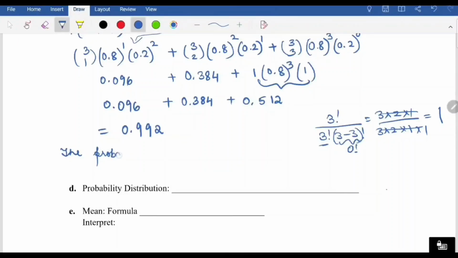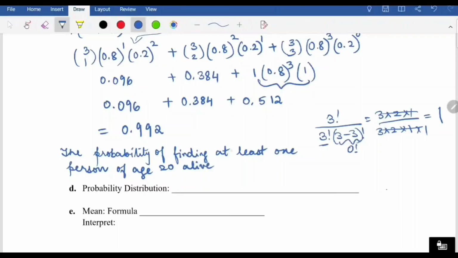The probability of finding at least one person of age 20 alive at 65 years is 0.992. Okay, now the next question is the probability distribution.